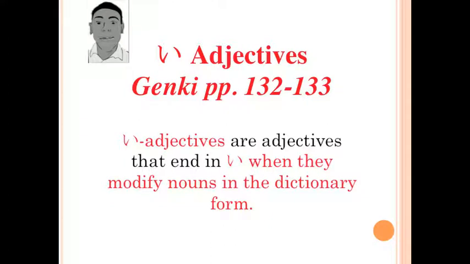With this basic overview of Japanese adjectives in mind, now we'll turn to conjugating adjectives. Let's start with i-adjectives, those adjectives that always end in i, and also end with i whenever they modify nouns in the dictionary form.